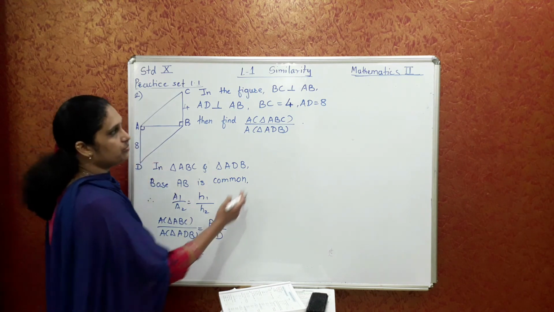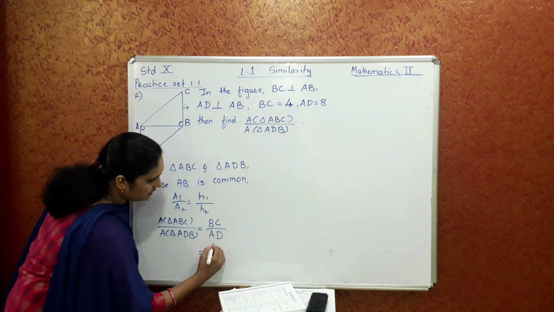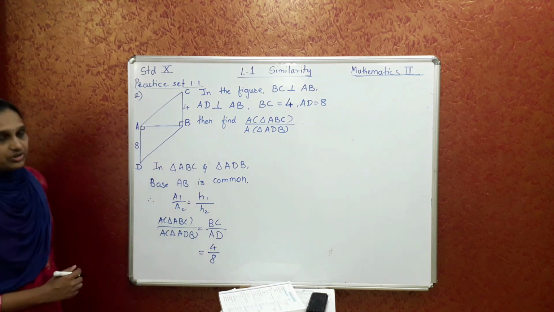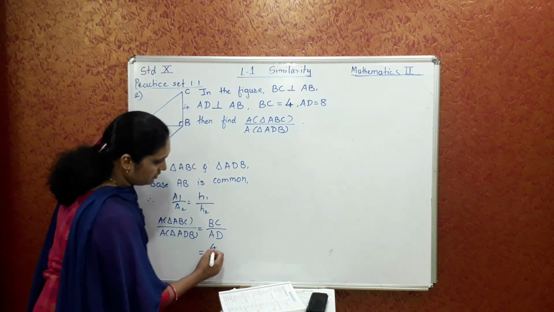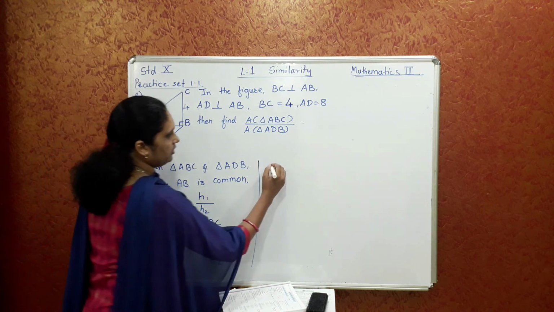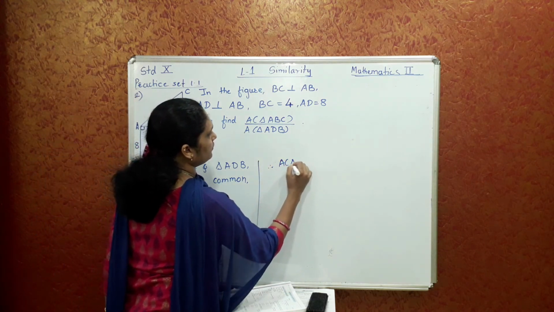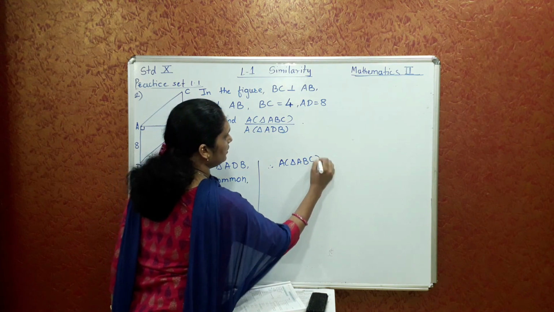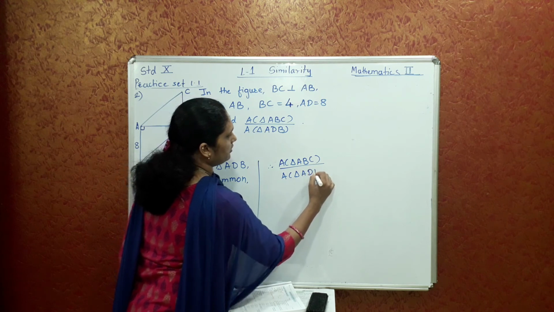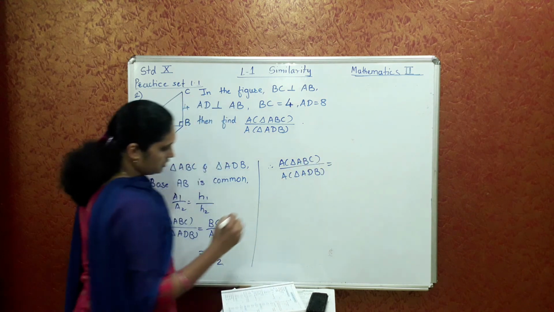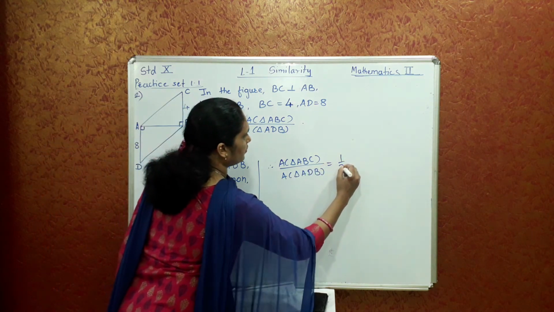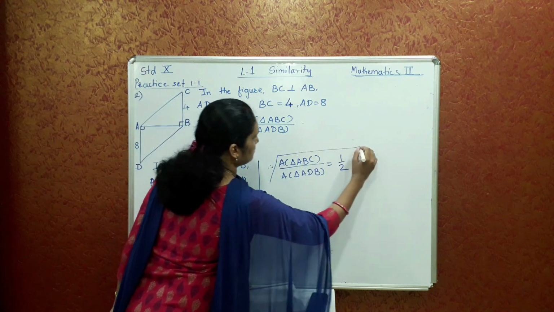Therefore, now I am going to put the values: BC is 4, AD is 8. Now these numbers can be cancelled with the table of 4. So 4 ones are 4, 4 twos are 8. So here we got the answer. Area of triangle ABC upon area of triangle ADB equals, now what is remaining? 1 upon 2. So 1 upon 2 is the answer.